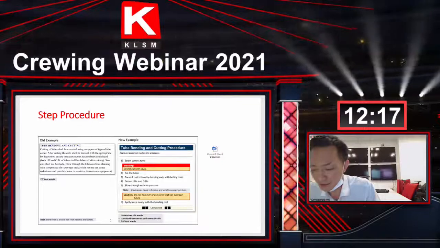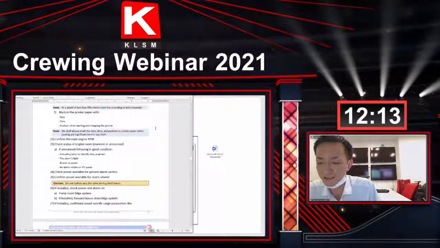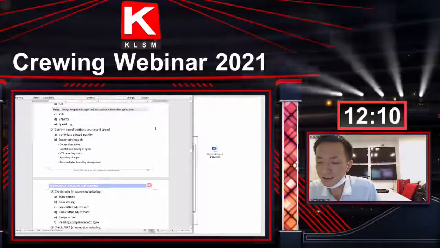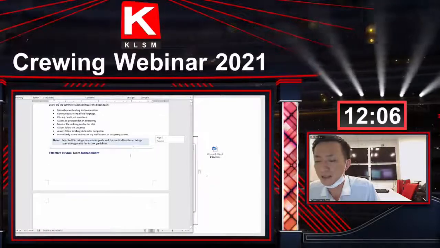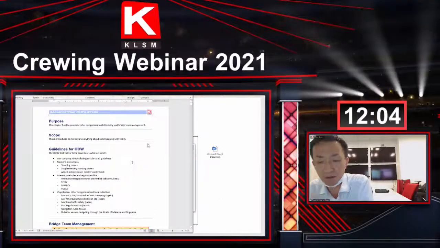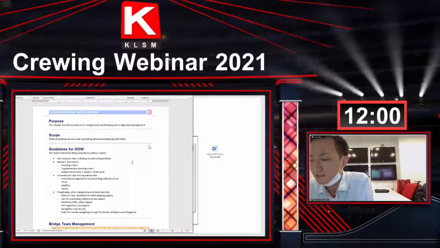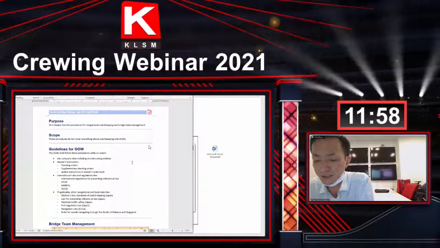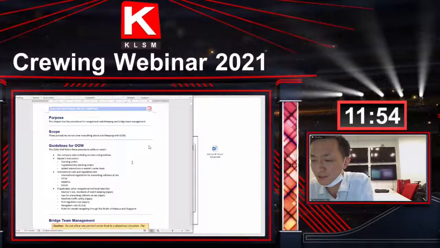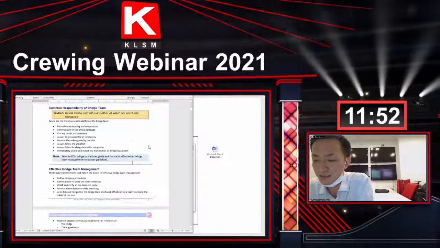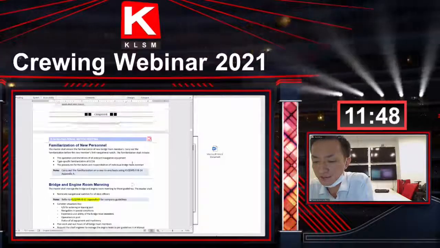Just a moment. Let me show you the example. This is a G manual, G04 Navigational Watchkeeping. I think this is a typical one, that's why I brought it in. This is a more final draft. Then I'll show you the step procedures. Just a moment.